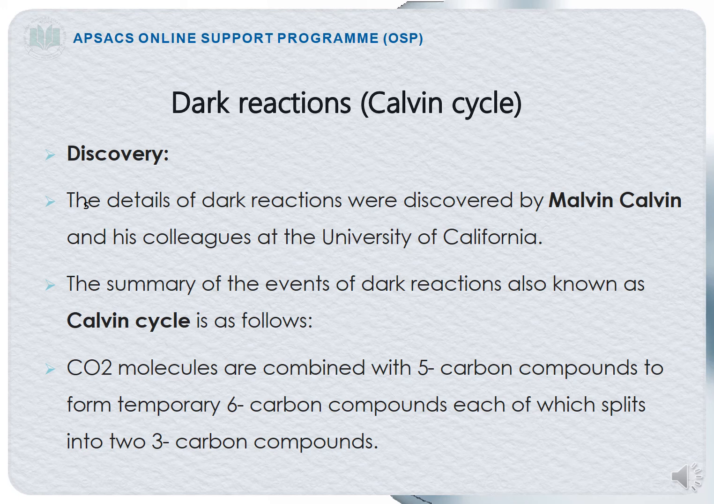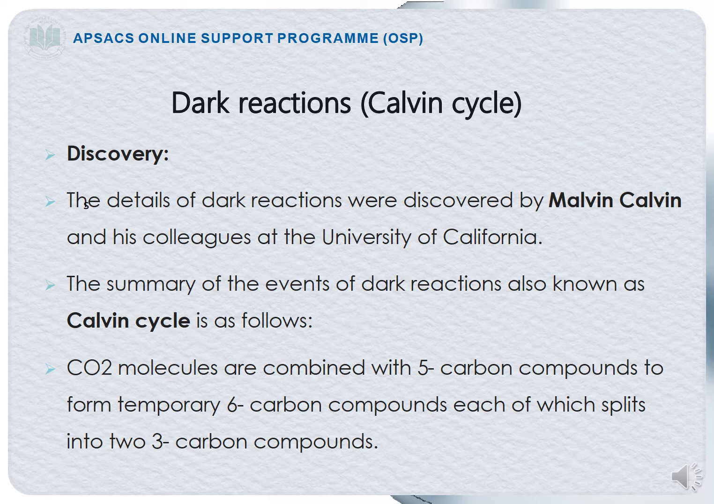So what happens in the dark reaction? As you all know, carbon dioxide molecules are present, so they will combine with the 5-carbon compound. One molecule of carbon dioxide will combine with the 5-carbon compound and form a temporary 6-carbon compound. When carbon dioxide combines with the 5-carbon compound, it forms a 6-carbon compound, but that 6-carbon compound will be temporary.